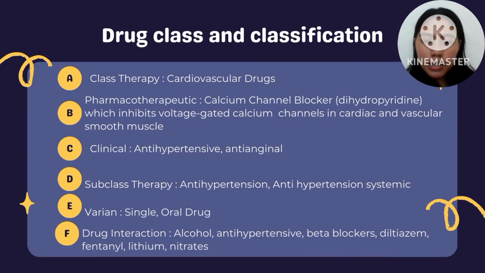Now I will explain about drug class and classification of amlodipine. The first one is class therapy. This drug is a cardiovascular drug and the pharmacotherapeutic is a calcium channel blocker or dihydropyridine, which inhibits voltage-gated calcium channels in cardiac and vascular smooth muscles. The clinical use is antihypertensive and antianginal. Subclass therapy is antihypertensive and antianginal systemic. The variant is single and oral drug.